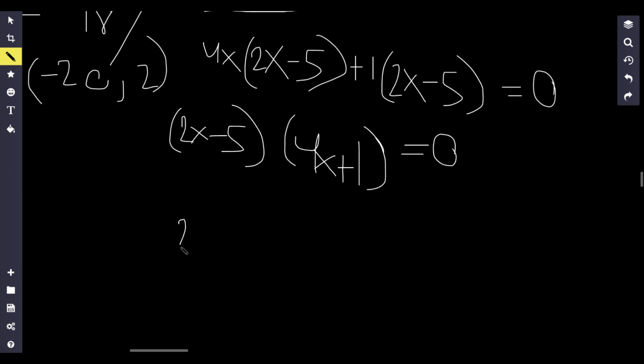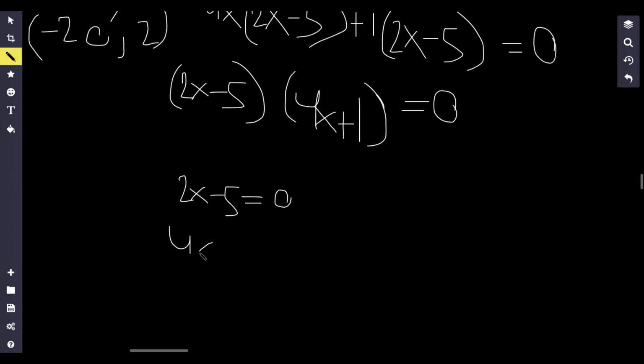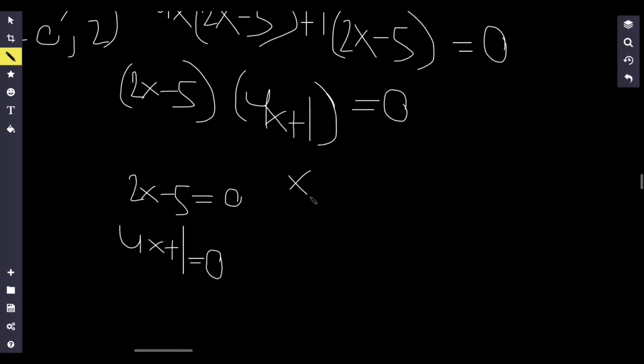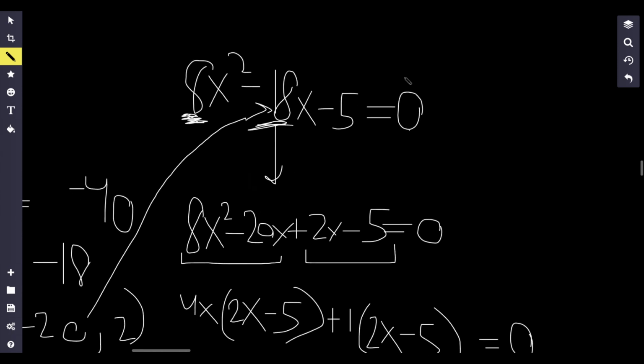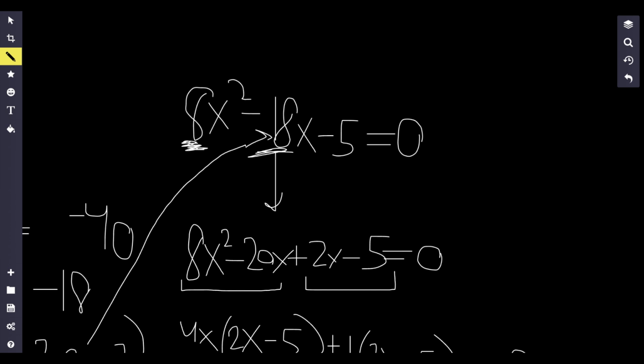Now we can solve for 0, so either 2x minus 5 is equal to 0, or 4x plus 1 is equal to 0. So either x is equal to 5 over 2, or x is equal to negative 1 over 4. Now, actually, in the regions, you're going to be gifted a graphing calculator.